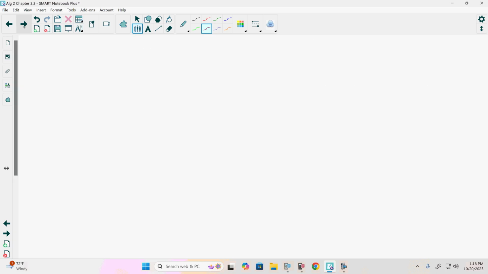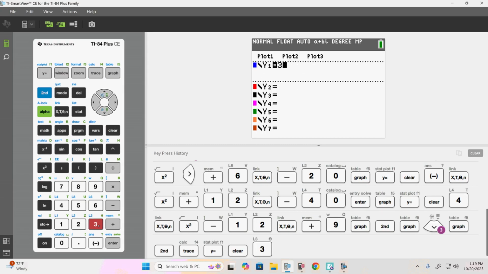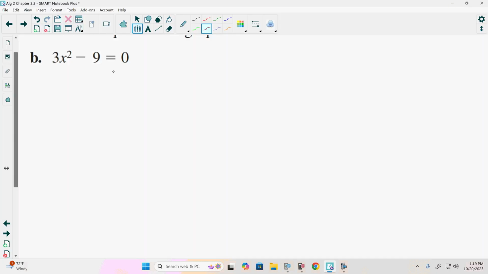Let's look at the next one. 3x squared minus 9 equals 0. So we can use the square root method because we do have an x squared term. We don't have a variable to the first power because we have x squared. If we had x, we could not use the square root method. Now we could try graphing this. 3x squared minus 9. Now we see it does intersect the x-axis at 2 spots, but it's not nice locations. So it might be useful to use the square root method.